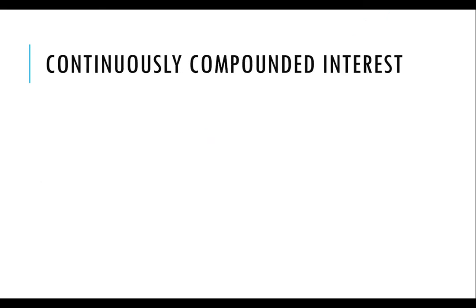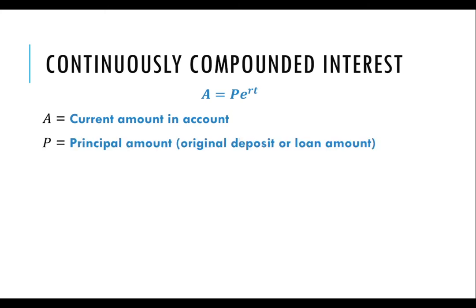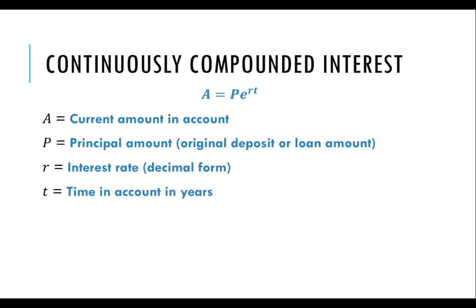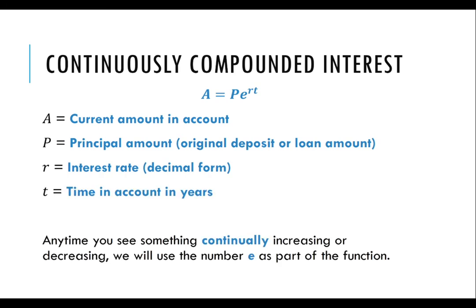It's also possible that you deal with continuously compounded interest. That is, at every moment in time, the interest that it built the moment before gets added immediately into your principal. And that formula is going to be A equals P times e to the rt, where e is our natural number e. Well, A is still going to represent our current amount in the account. P is going to be that initial deposit or loan amount. R is going to be your interest rate in decimal form. T must be time in years. And so anytime they talk about continually increasing or decreasing, you're going to use e as part of that function.